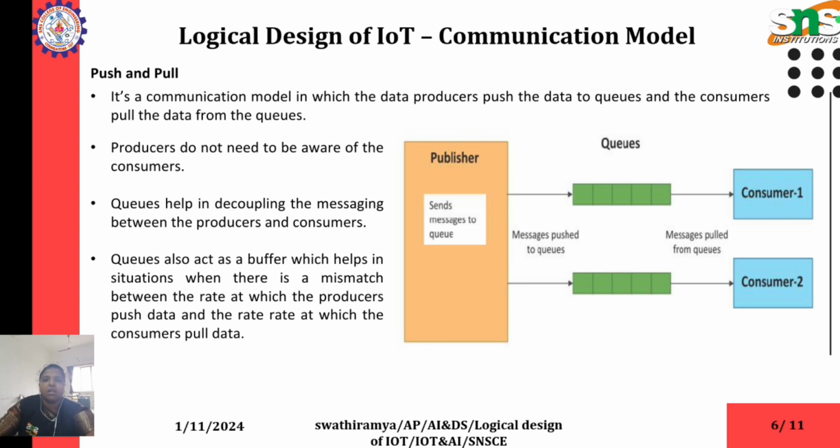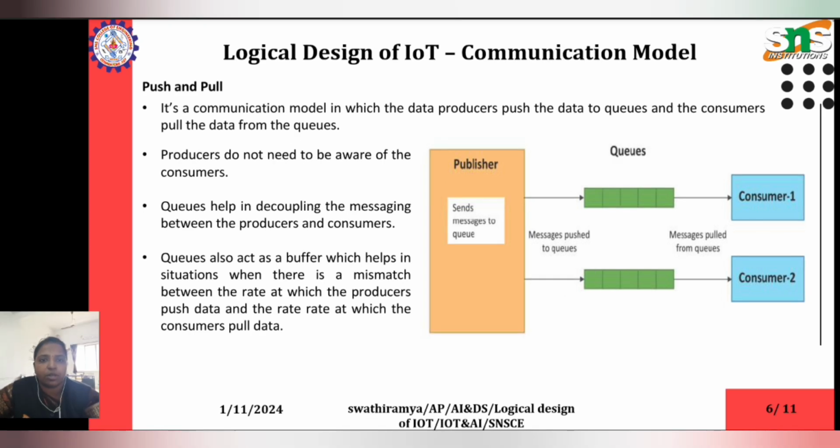Push and pull model. Here the queue is very, very important. The publisher or producer will push the message to the queue, and the queue will act as a buffer, like a database, to store all the messages which have been sent by the publisher. Here also the publisher or producer does not have any knowledge about who all the consumers are that are going to read their messages. He does not know anything. Everything will be controlled by the queue. The messages will be pushed to the queue and pulled from it. This is how the publisher, queue, push and pull method works.